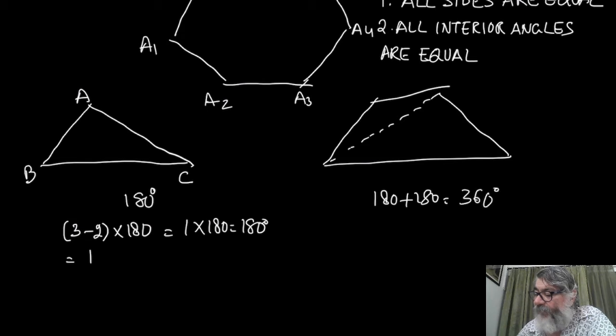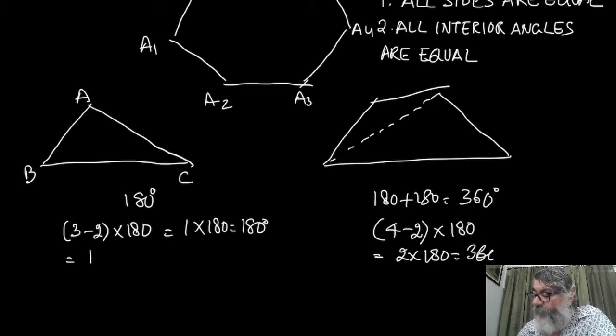Another way of writing it is, how many sides does it have? 4. 4 minus 2 into 180, that is 2 into 180, 360 degrees. So you will realize that the number of sides increases.